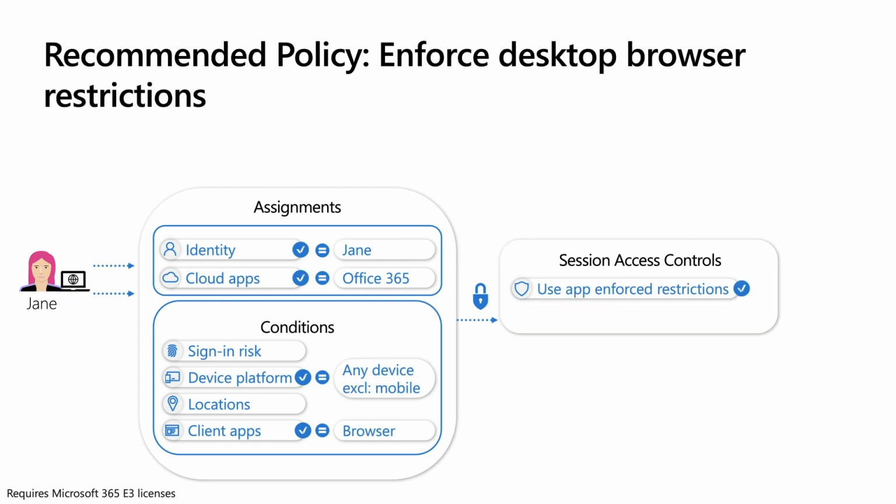We need to think about how we're going to allow users to use their personal desktop devices to access Outlook on the web. So we'll create this policy where, again, we're targeting our users like Jane against the Office 365 cloud app.